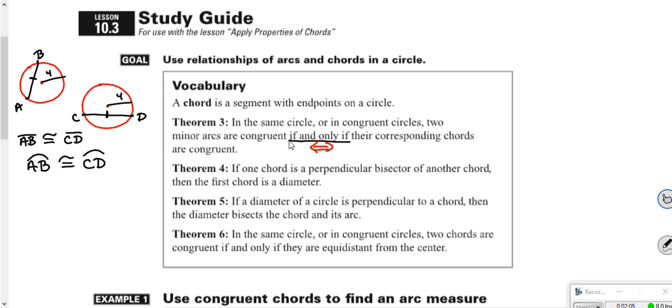And it goes both ways. If I knew the arcs were congruent, then I could also say the chords are congruent. Again, it's a biconditional statement. Okay, if and only if.